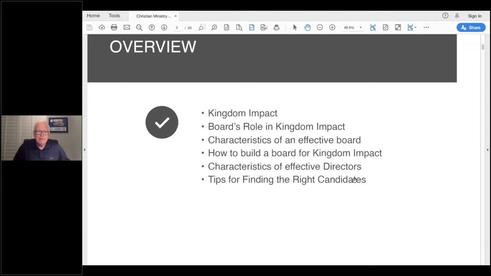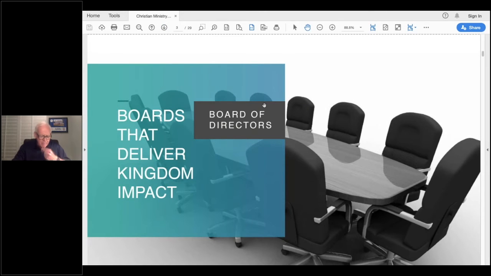Before we talk about who to be on the board, I think it's important to know what the characteristics are of an effective board, so that those folks that you recruit to join you, you know they've got what it takes in order to comprise a successful board. We're going to talk about how to build a board for impact. We're going to talk about some tools and some tips you'll be able to use on your own. Then I want to talk about characteristics of effective directors. There may be some great subject matter experts, but they may not be a good fit for what you need for your board. We're going to talk about that. And then I want to talk about some tips for finding the right candidates. How do you do that?